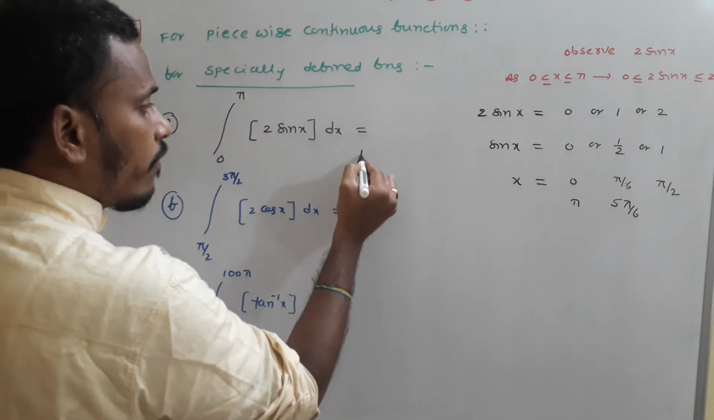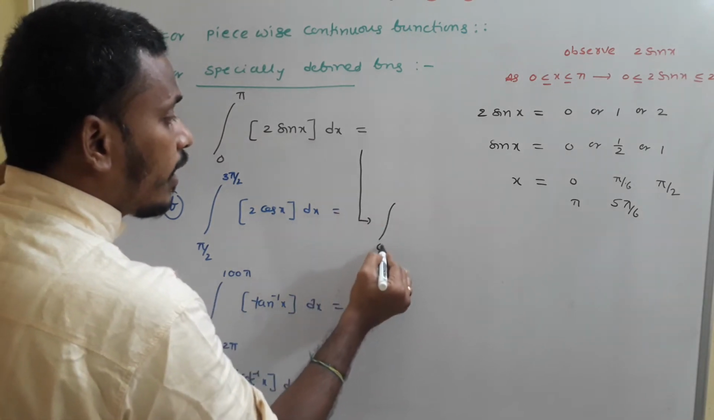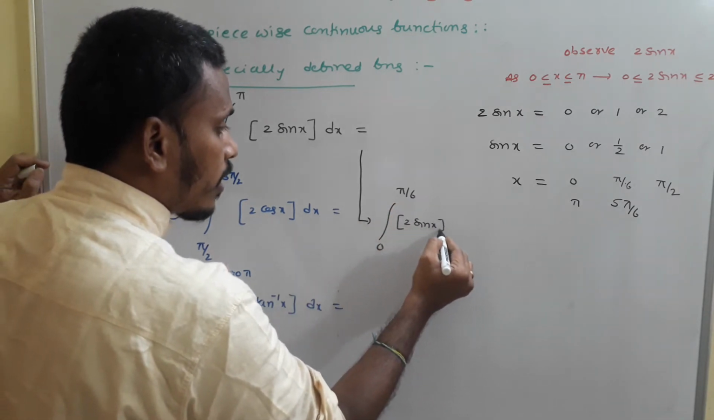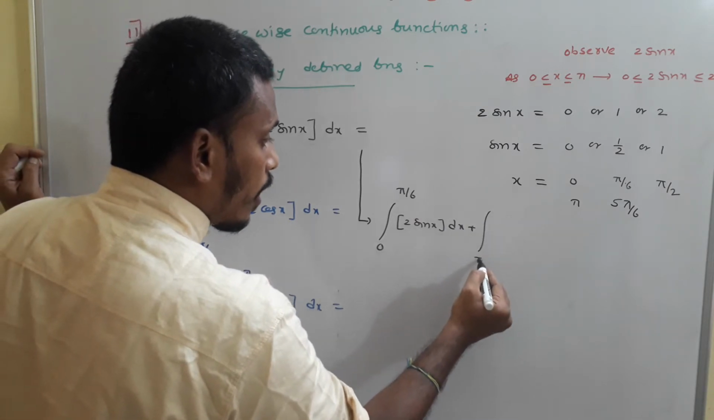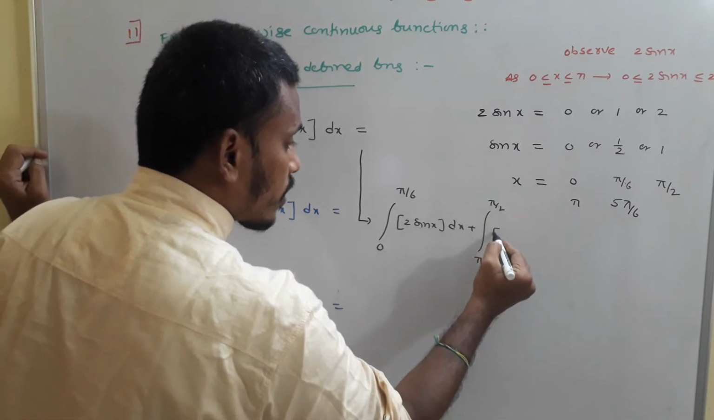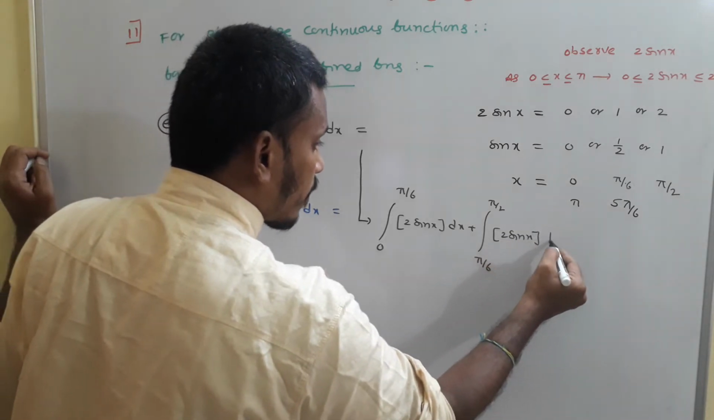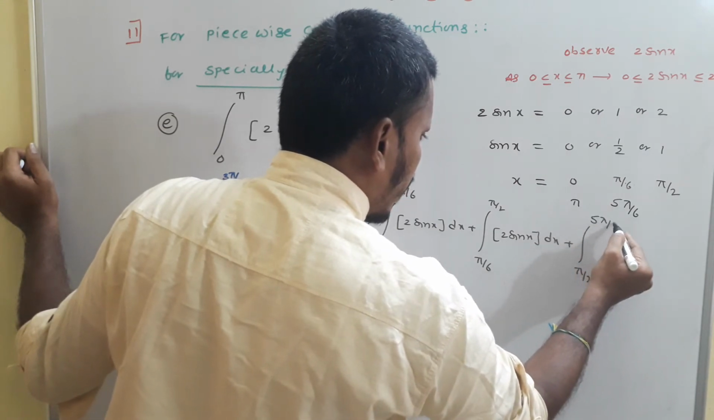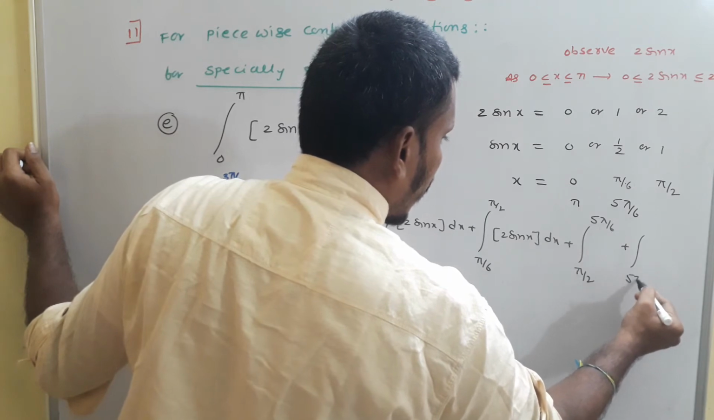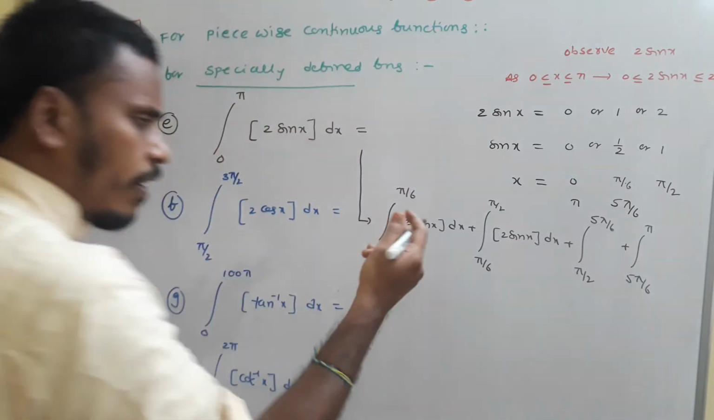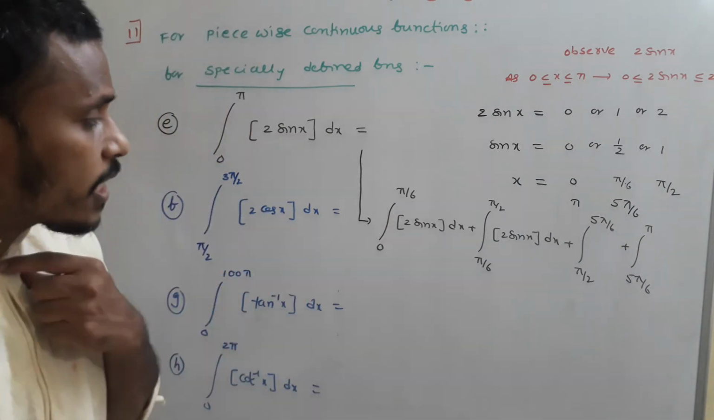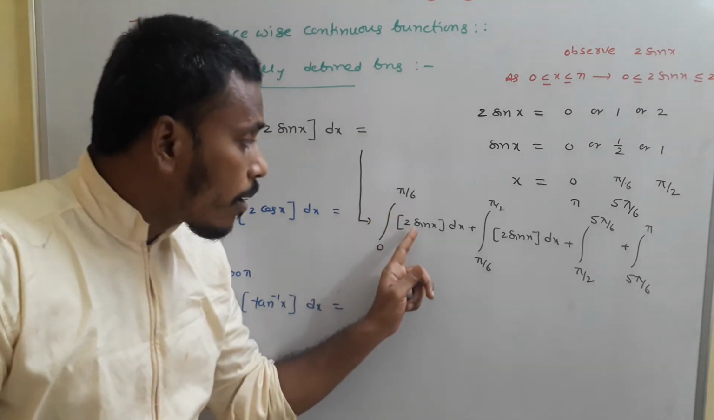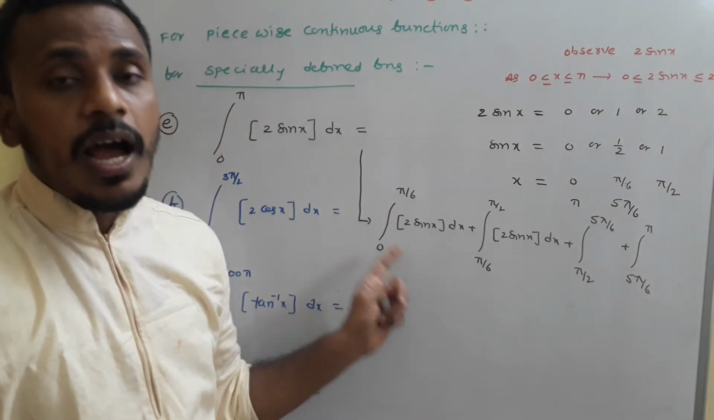What I am saying is we need to split this integral in such a way that integral 0 to pi by 6 step of 2 sin x dx, plus integral pi by 6 to pi by 2 step of 2 sin x dx, plus integral pi by 2 to 5 pi by 6, plus integral 5 pi by 6 to pi. Everywhere we need to write step of 2 sin x dx. So as I said for the previous problem, in this particular range of x, first of all identify the value of step 2 sin x and then apply the integral.